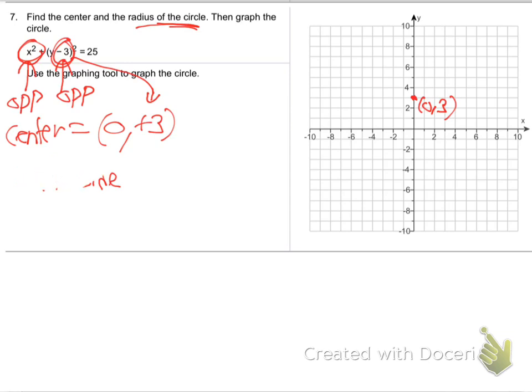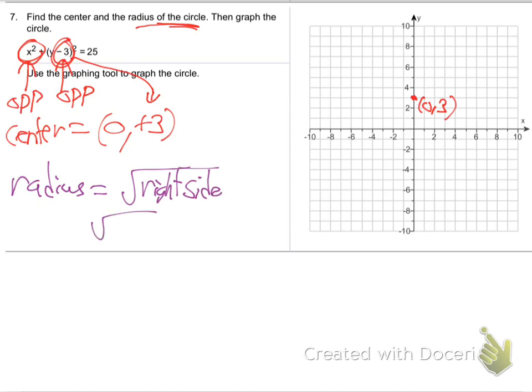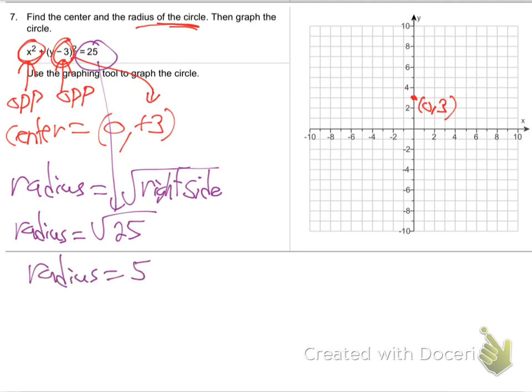well, the next thing we need to know is what's the radius of our circle. The radius of our circle is the square root of the right side. So what's the square root? The square of the right side is 25. Square root of 25, so the radius is 5. Now what does that mean, radius? The radius of this circle is the square root of the number on the right, square root of 25, it's 5.